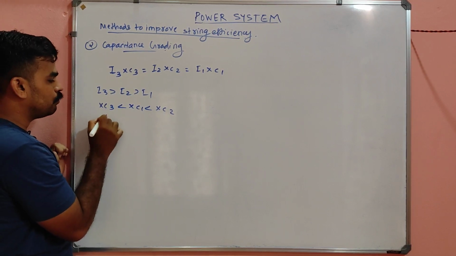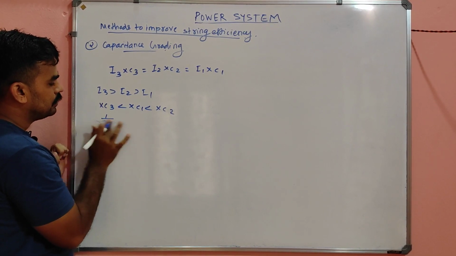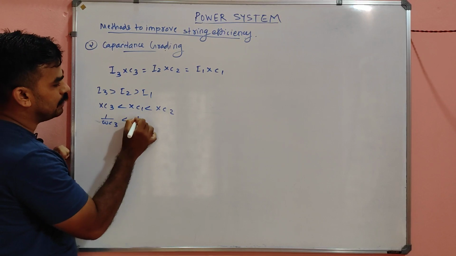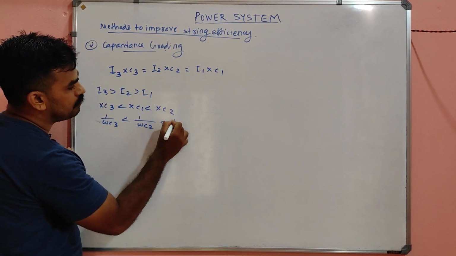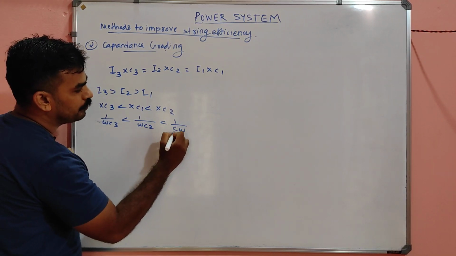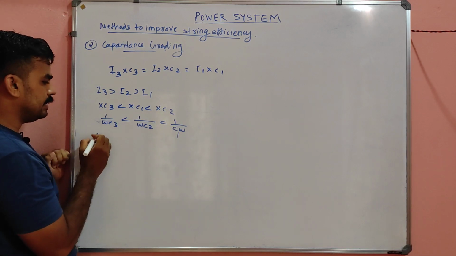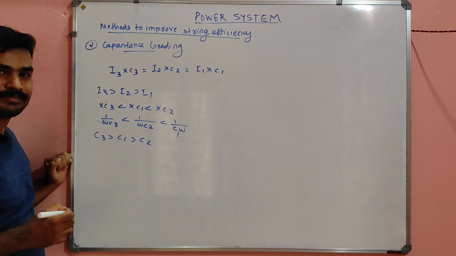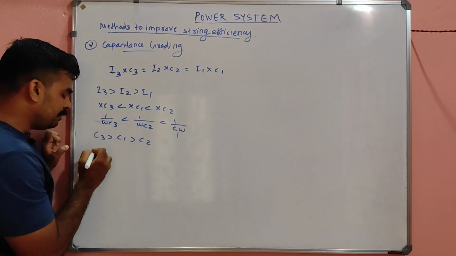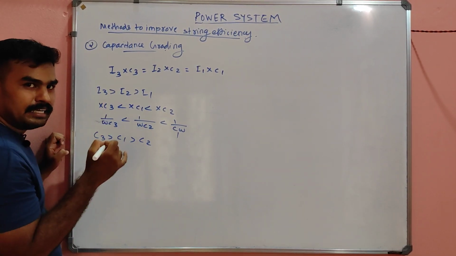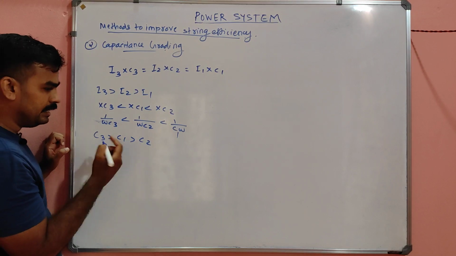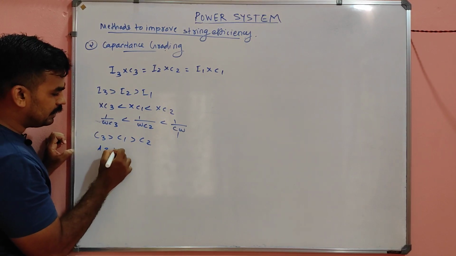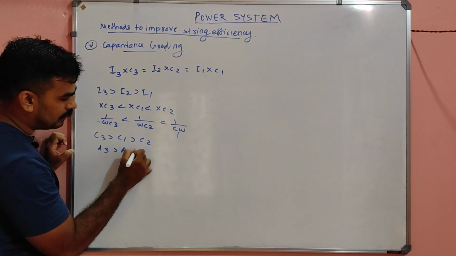XC is nothing but, my dear, 1 by omega C. So 1 by omega C3 is less than 1 by omega C1 is less than 1 by omega C2. Or I can say that C3 is greater than C1 greater than C2. Is it correct now? For C we have epsilon A by D, correct? So I can say that A3 is greater than A2 greater than A1.